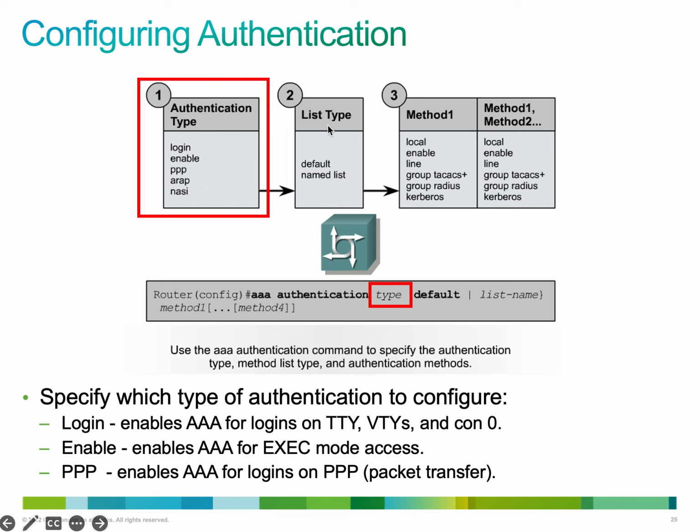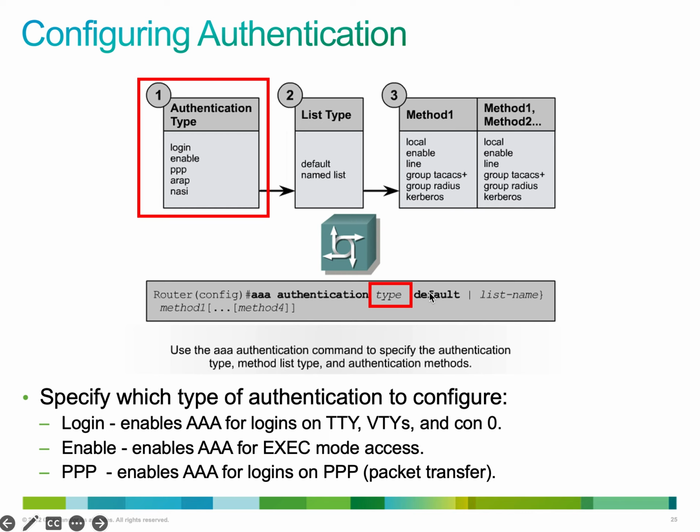Then, two, we have the list type. We have the default name list. Three, we have the method: local, enable, line, group TACACS, and group RADIUS, Kerberos. These are the methods that you want to use. Then method 1 and 2 put together. Therefore, you have local, enable, line, group TACACS, group RADIUS, and Kerberos. Once you type in this command, we're good to go.